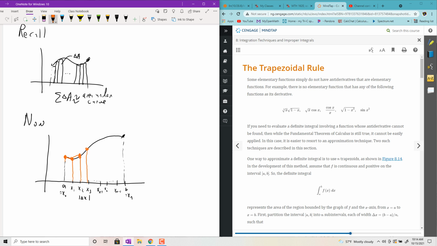Dropping a straight line, if I could draw that, and then you have a straight line on top there, and then this generic rectangle, or rather trapezoid here. Okay. And then this final trapezoid here.